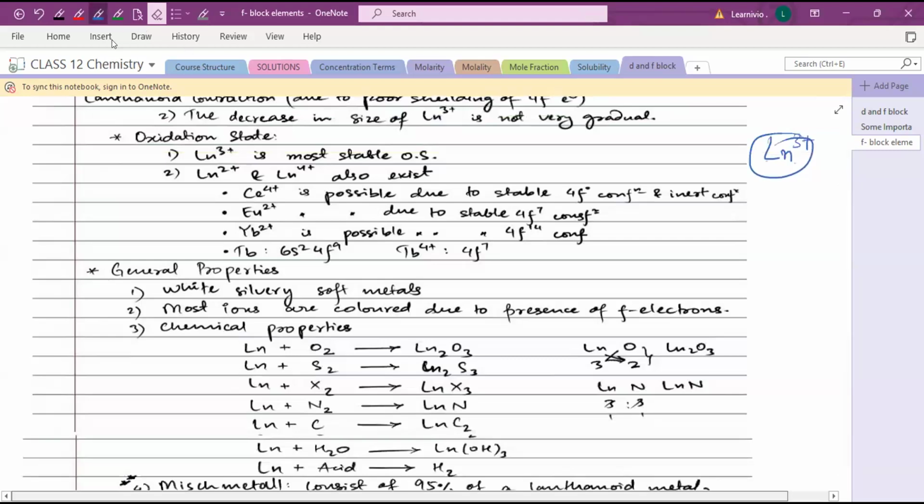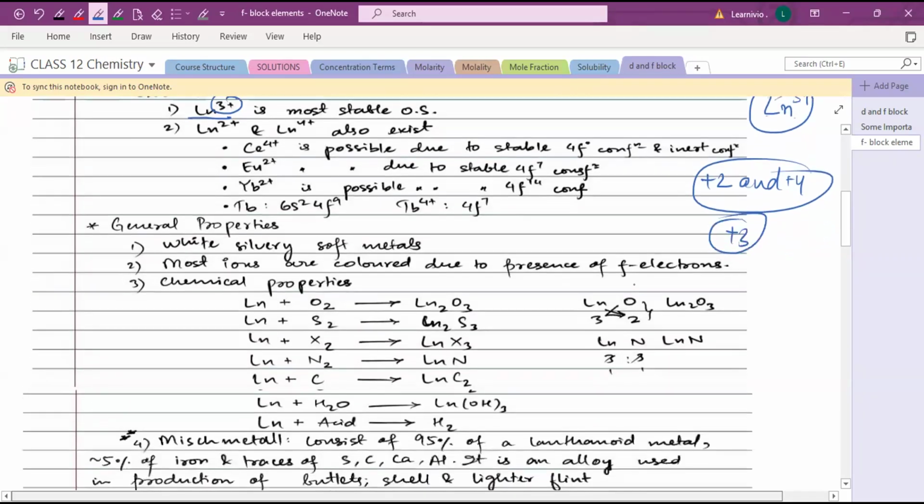Okay, next is your oxidation state. What about the oxidation state? So you know Ln3+ is the most stable oxidation state. Plus 3 is the most stable oxidation state of the lanthanoids. But plus 2 and plus 4 oxidation states also exist. These two also exist, but the most stable oxidation state is plus 3.